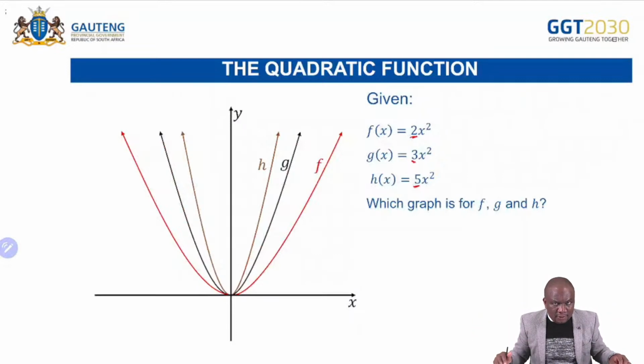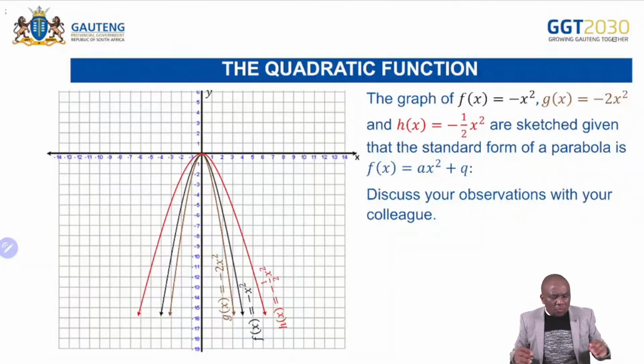Okay? Right. Now, this one may be a bit difficult to understand, but it won't be difficult. When it's like this now, when it's concave down, what is happening to the value of a?